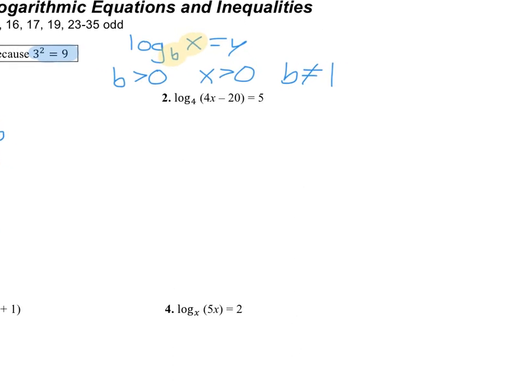Okay, for number 2, we change it to exponential form. 4 to the 5th equals 4x minus 20. And now we have to multiply that out. So we have 4 squared is 16. 4 to the third is 64. 64 times 4 is 256. And then multiply by 4 one more time. And we get 1024.